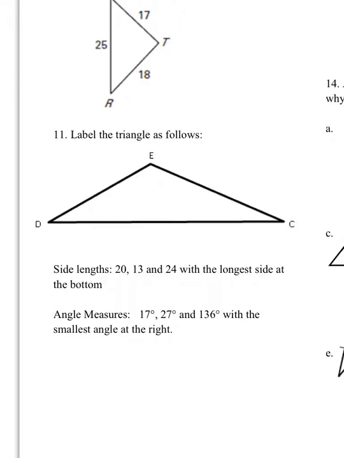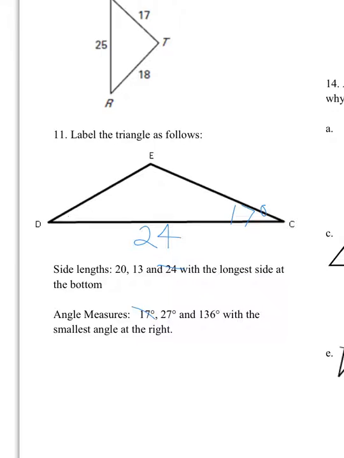So I know it looks a certain way, so you may think, okay, small side, middle side, large side, small angle, medium angle, large angle. And that's probably right, but read the information, because if it's not drawn to scale, it might throw you off. This one does happen to be, so it's not too bad. Side lengths 20, 13, and 24 with the longest side at the bottom. Angle measures 17, 27, and 136 with the smallest angle at the right. So the smallest angle is 17.